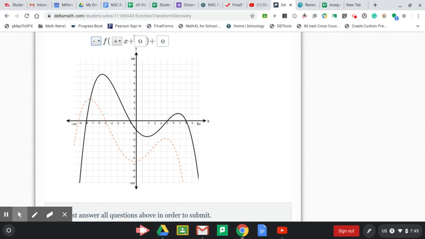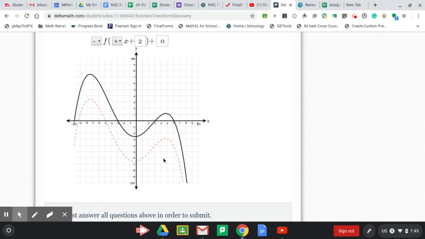I know this number in here moves to the left, and when it's plus, it moves left. So let me try moving this plus 2. Click out here so it'll do that. Okay, that looks pretty good.